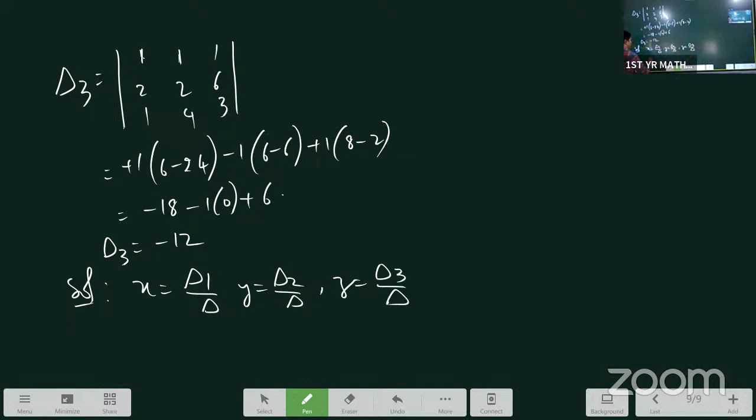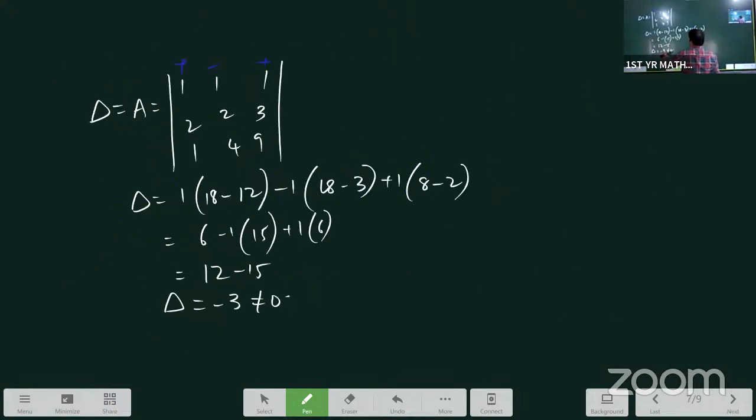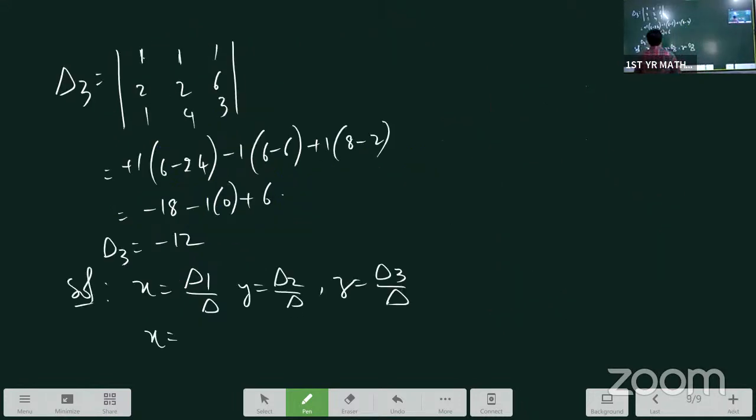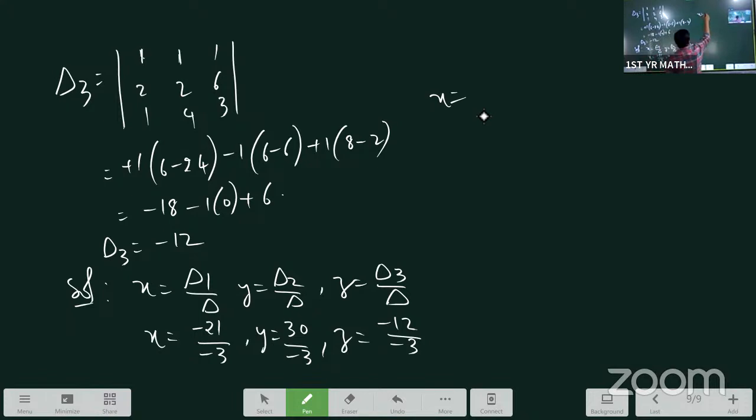Is it clear? Now, x equal to, what is your delta 1 value we got? Just go back and check it. Delta is minus 3, right? Your delta 1 is minus 21, right? And delta 2 is nothing but 30. So x is minus 21 by minus 3. Y is equal to 30 by minus 3. Z is equal to, what is your delta 3 I got? Minus 12, and delta was minus 3. Is it clear? Means x is equal to, ultimately what I'm getting? 7. Y is equal to minus 10, and Z is equal to 3 4s are 12, right? So I got the solution, which is nothing but x equal to 7, y equal to minus 10, z equal to 4.